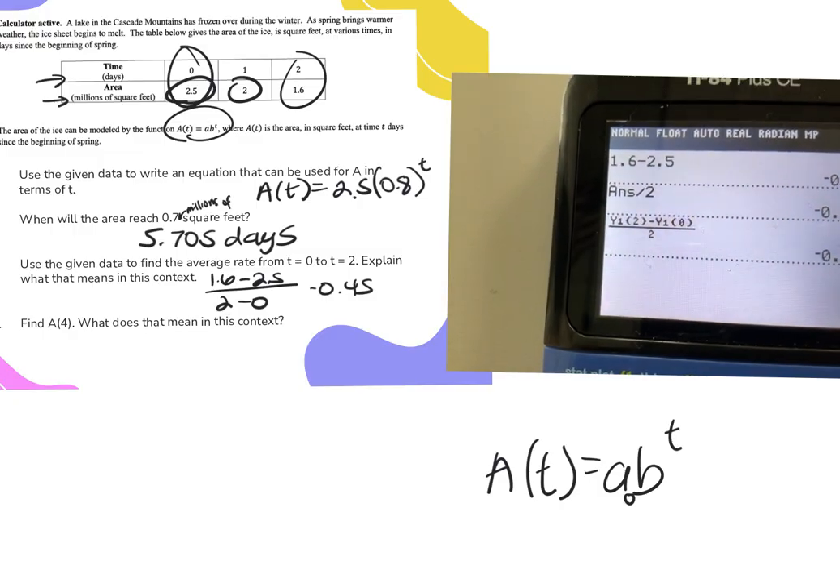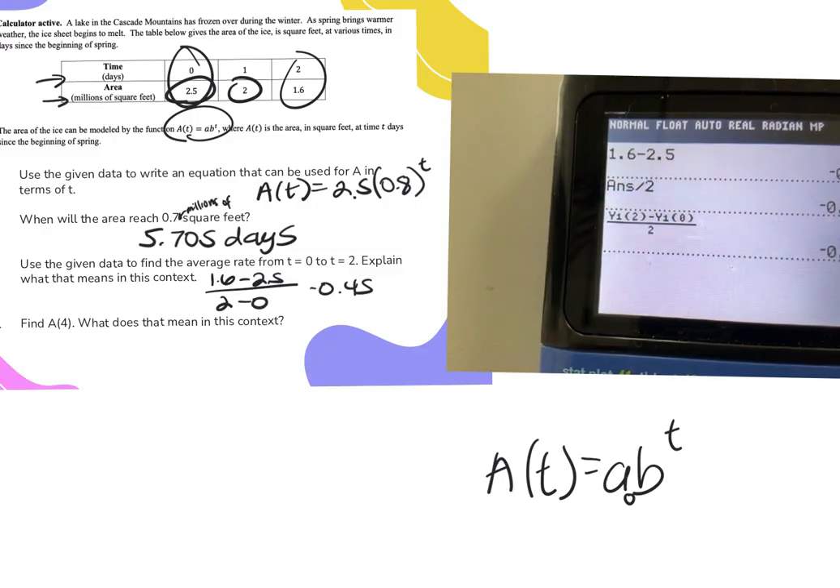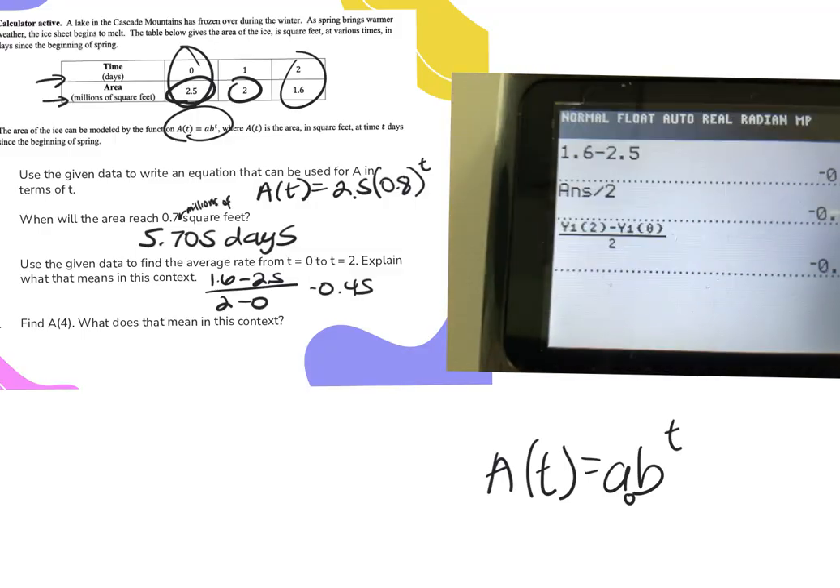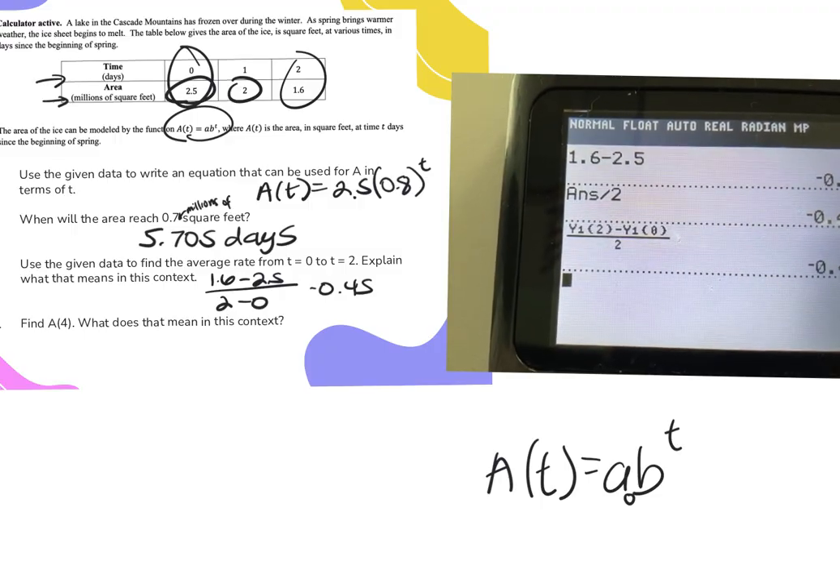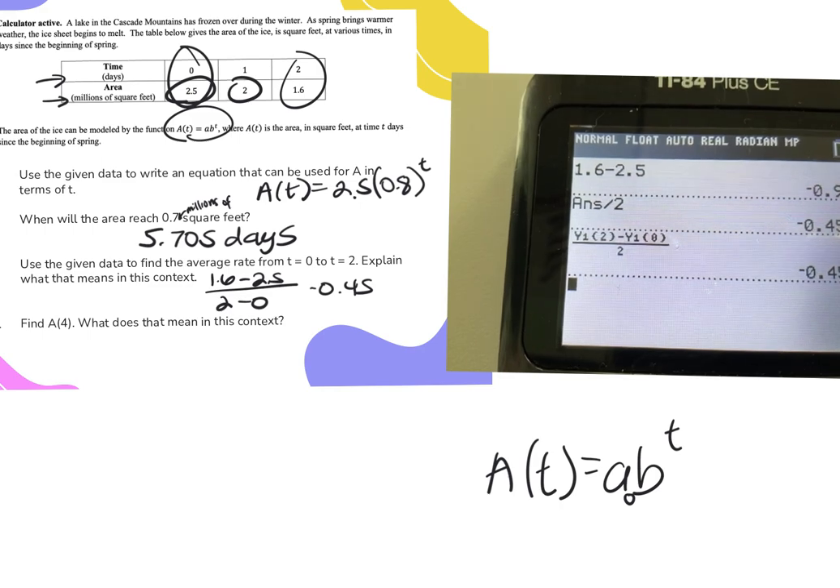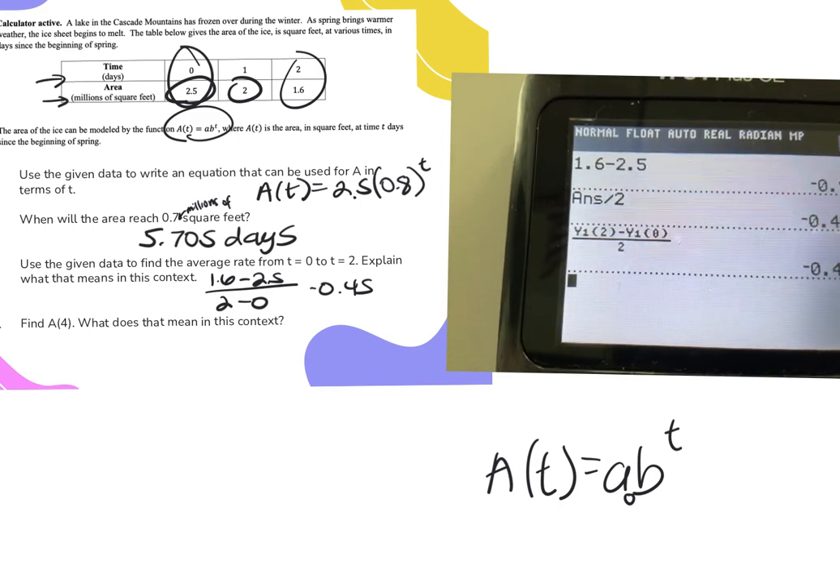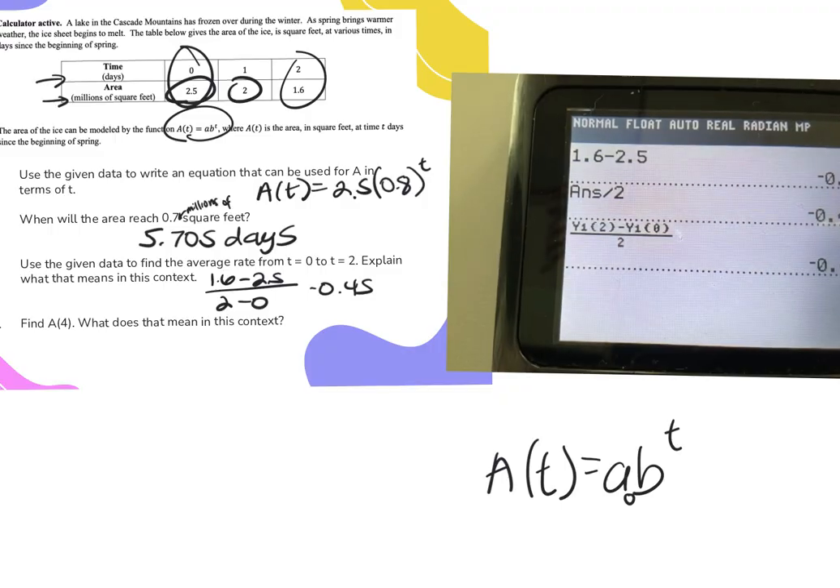If it wasn't there, you'd have to work backwards. Like if I gave you A1 but not A0, now you've got to divide by your r. So you work backwards. Let's say 2.5 was x is 1. You would divide 2.5 by the r, which is 0.8 this time, to get the one before it. Okay. Yep. Okay, then it says, explain what this means in this context.